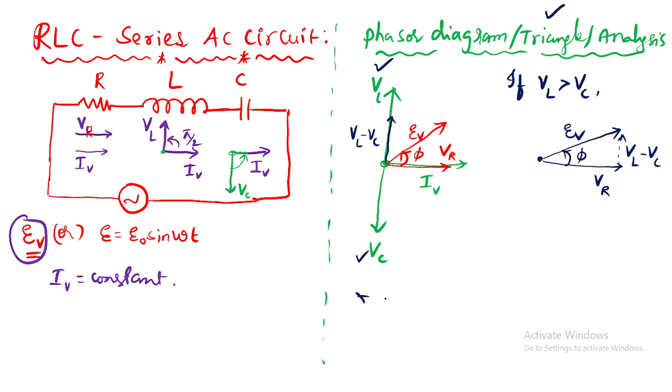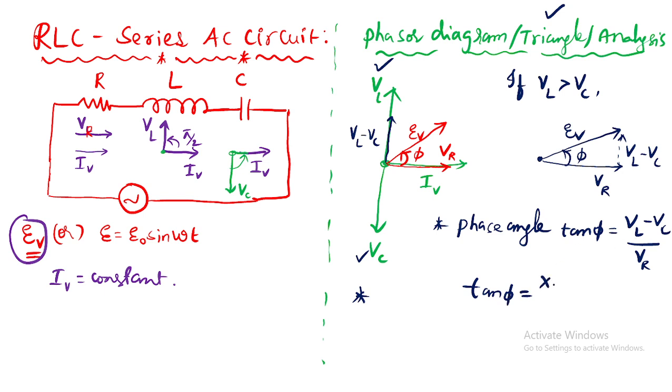Now from this I'll get a few things. One is the phase angle. Phase angle is nothing but tan phi. Tan phi is nothing but VL minus VC divided by VR. Can I write like that? Tan phi is also written as XL into IV, minus XC, the reactance, into the virtual value of current, divided by resistance into IV. Am I correct?